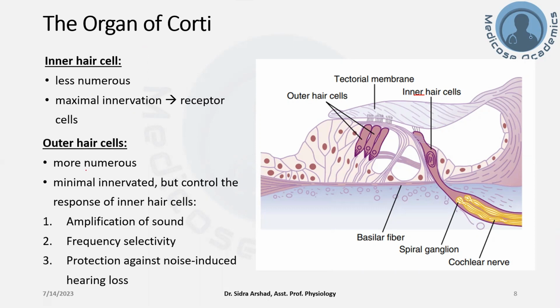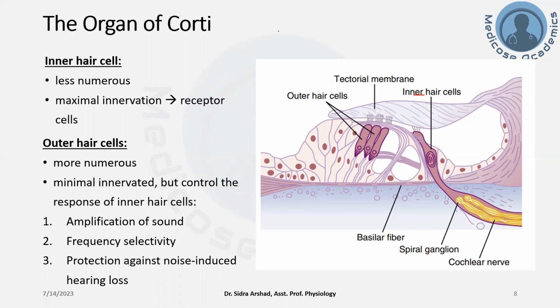Outer hair cells are more numerous and are stimulated in response to loud sounds, for example, but they are minimally innervated and they control the response of inner hair cells. These outer hair cells also receive signals back from the auditory areas which regulate their depolarization or hyperpolarization, and by that mechanism they either elongate or shorten, and then they control the response of inner hair cells. They are involved in the amplification of sound, frequency selectivity, and they also protect against noise-induced hearing loss.